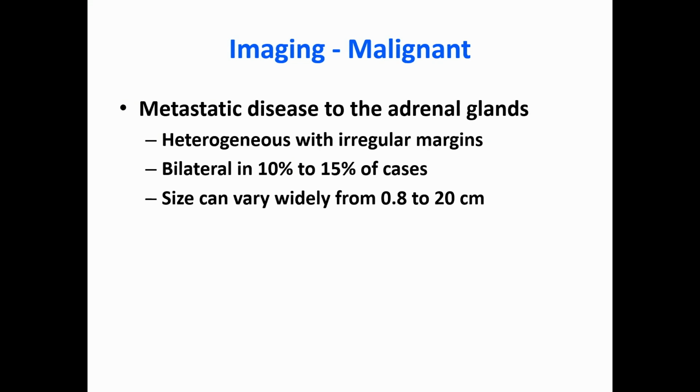In terms of malignant imaging, one could have metastatic disease to the adrenal glands, and as with most metastatic lesions, they can be heterogeneous, have irregular margins, and in a large percentage of cases, they can be bilateral and have pretty significant variation in size of these lesions.